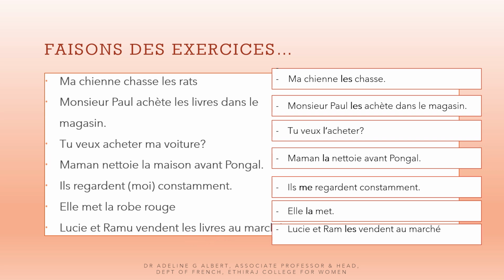Elles les vendent. So remember, identify the direct object, replace it by the direct object pronoun. You cannot leave the direct object pronoun hanging at the end of the sentence like in English. You have to shift it like in Tamil, like in Hindi, like in Malayalam. You have to shift the pronoun to the space between the subject and the verb. Alright? And if it's a negative sentence, ne, pronoun, verb, pas.